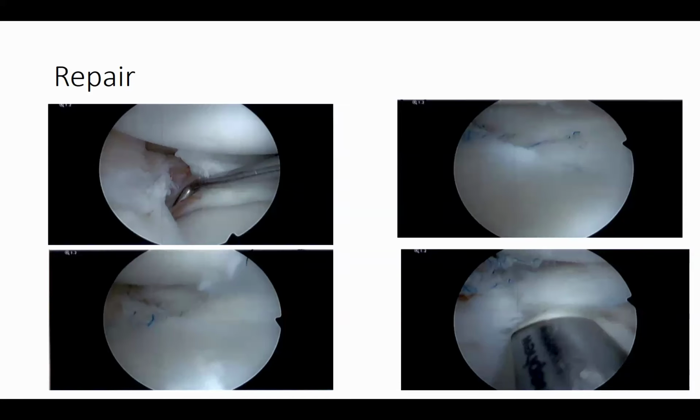The problem is you need to repair the meniscal capsular interface, and you need to get sutures that bridge the tear gap as well. So that can be difficult.